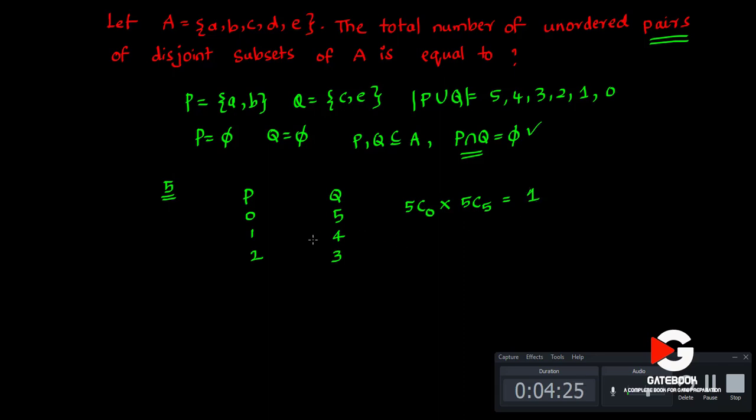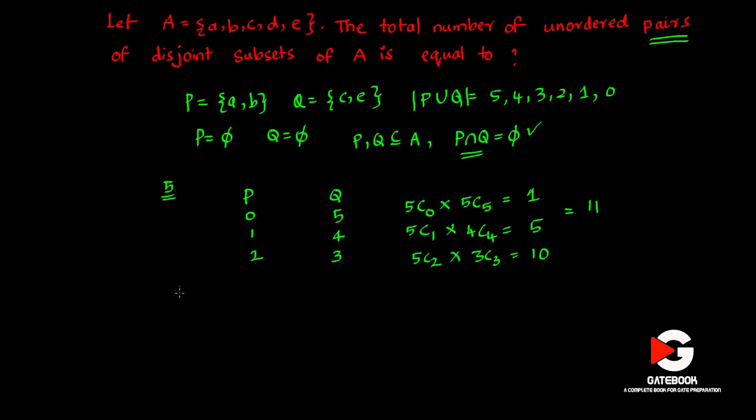Alright. So what about the 1, 4 combination? It would be 5C1 into 4C4. It would be 5. Third one, 5C2 into 3C3, which is 10. So a total of 11 combinations are possible. Okay, 11 total.